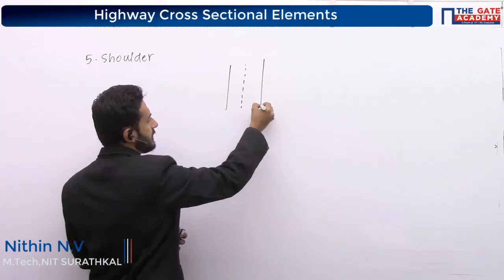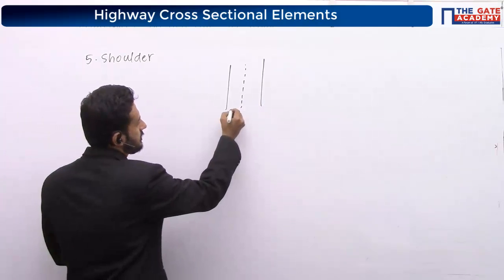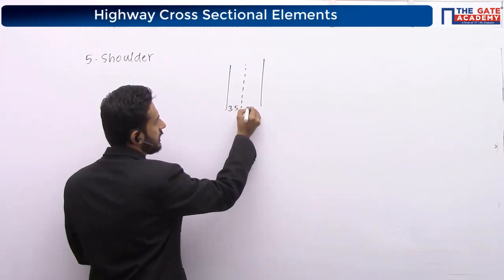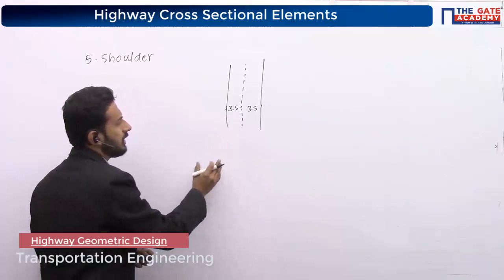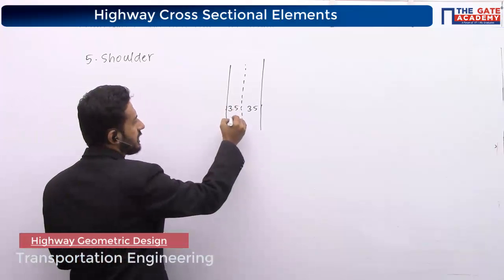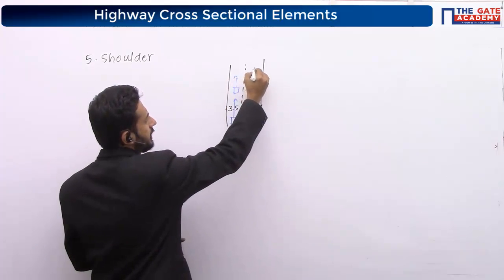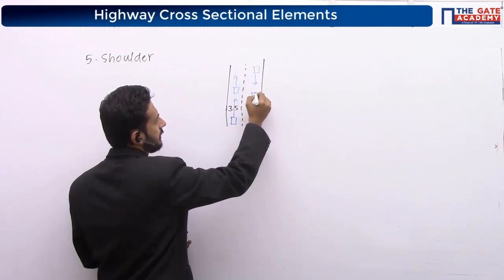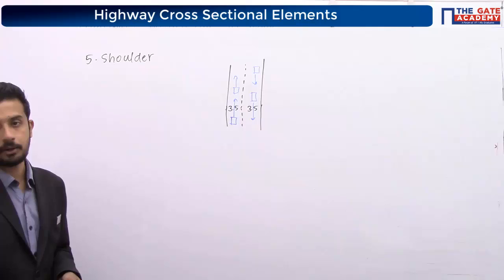I'm just drawing the top view. This is our 2-lane road. So this has some 3.5 meter width. This also has 3.5 meter width. 1 lane, 2 lane, which means some vehicles may be moving in this direction, other vehicles may be coming in this direction. It is called a 2-lane, 2-way road.